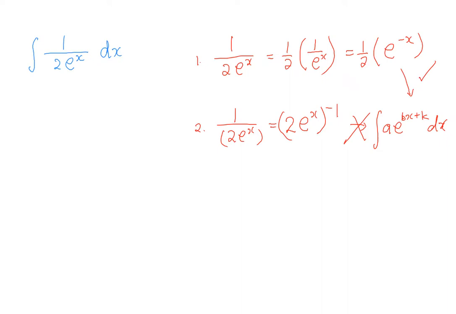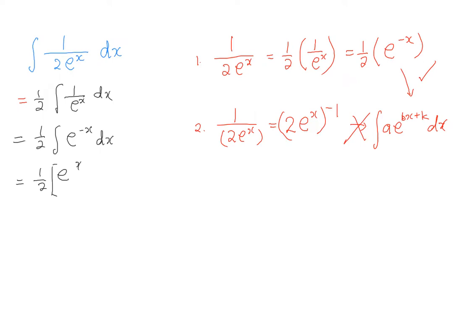Okay. So the answer for this question is: I take out the half, integrate 1 over e to the power x dx. So I have half, integrate e to the power -x dx. Right? So this will be half, copy down the whole thing, divide by the coefficient of x, plus c. So it will be -1 over 2e to the power x plus c.